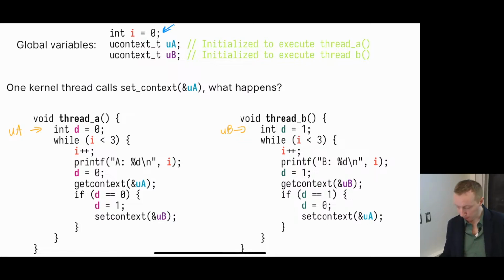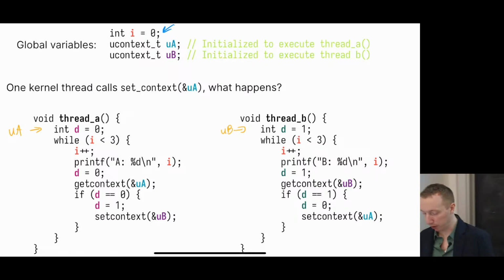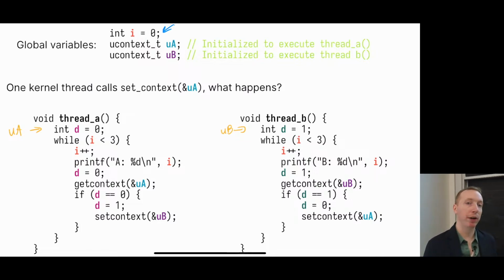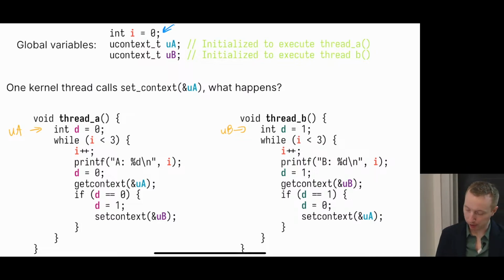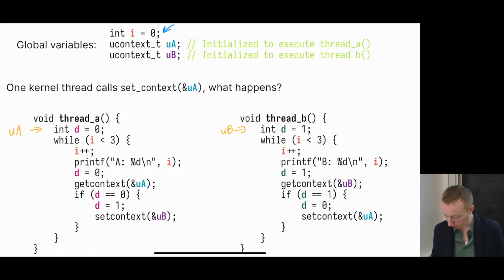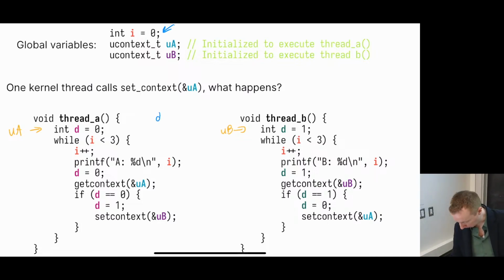So those aren't global variables. I don't really care about the ucontext, but I have a global variable called I, and same rules apply. It's a global variable. Threads only have their own independent stack, so that's shared between the threads. Within thread A, I declare a variable called D, and I initialize it equal to 0. So currently in this thread, D is equal to 0.